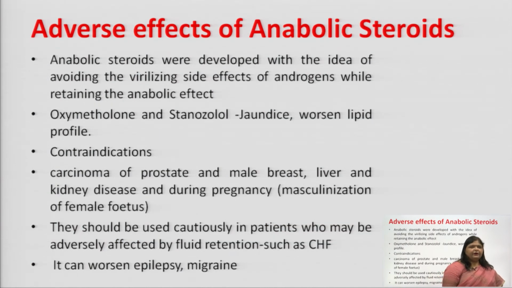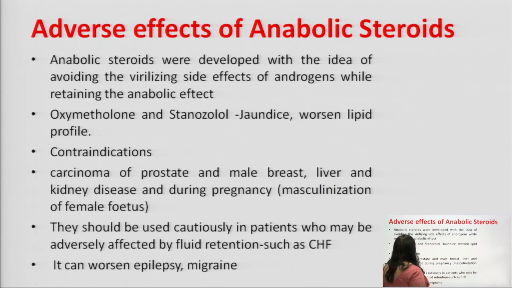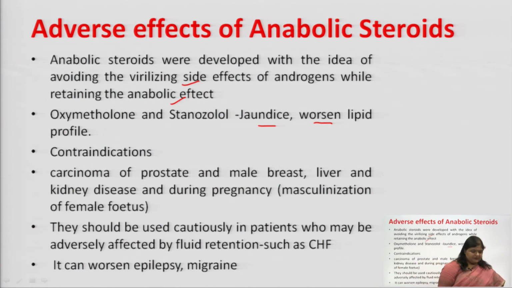Now, what are the adverse effects of the anabolic steroids? These anabolic steroids were developed with the idea to avoid these virilizing side effects, but to retain their anabolic effects. But they can cause jaundice, they can worsen the lipid profile, and the contraindications of these drugs are, that is, contraindication means the conditions where these drugs should not be used.